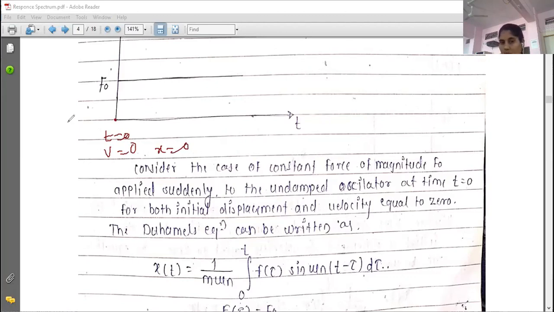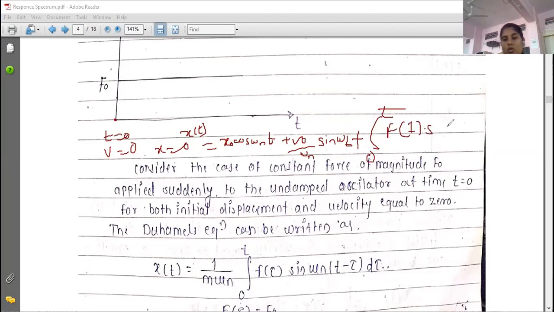So whatever the Duhamel's equation, we got this total Duhamel's integral: x of t is equal to x naught cos omega n t plus v naught upon omega n into sine of omega n t, plus the term related to the Duhamel's integral, that is f of tau into sine of omega n into (t minus tau) d tau, where tau is the parameter related to the time.